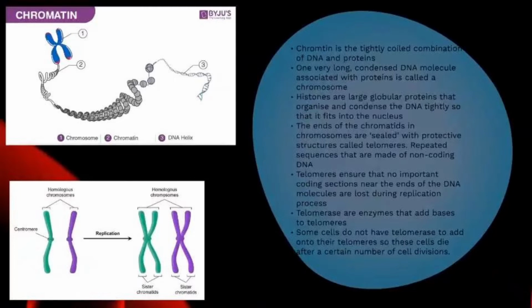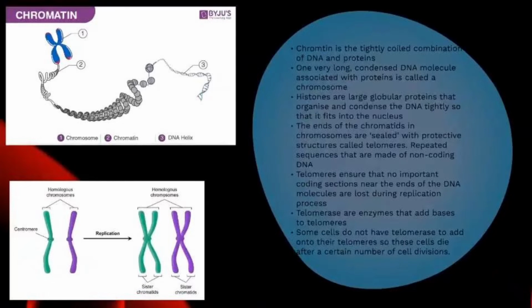The histones that are part of the chromatin are large globular proteins, and they help to condense the DNA tightly so that it can all fit inside the nucleus of the cell. So if you remember the last lesson on the structure of the cell, then you will remember that the nucleus contains all of our genetic information.